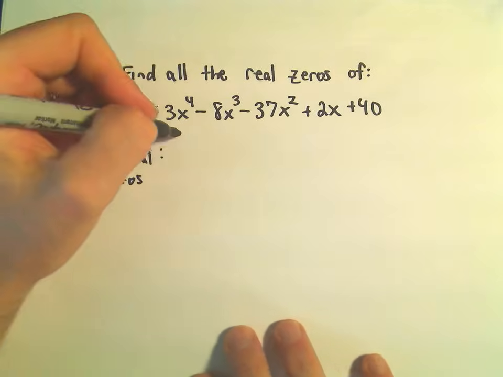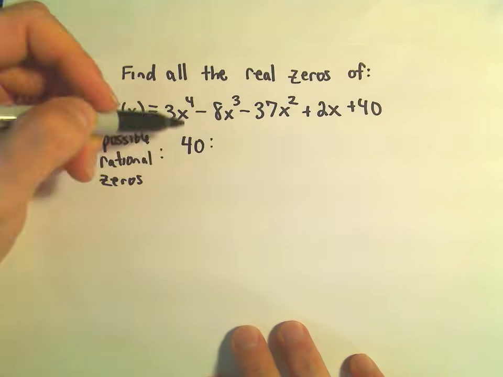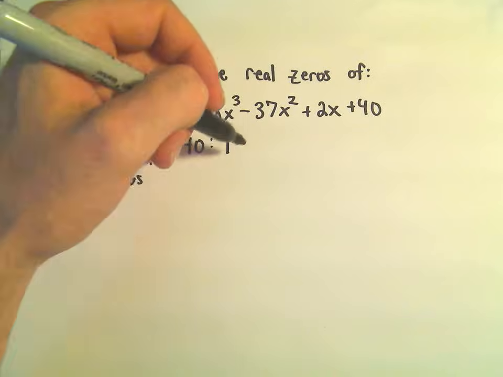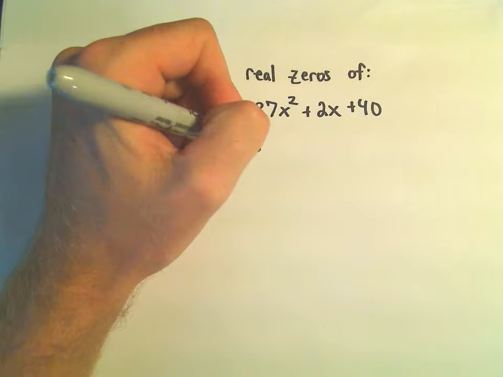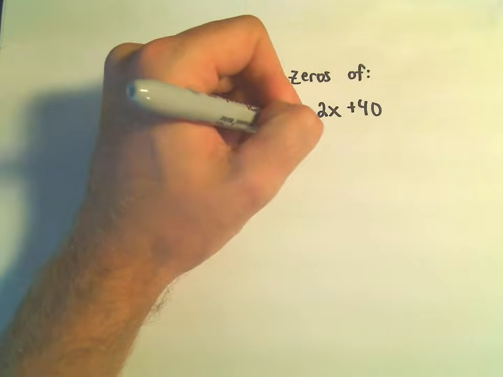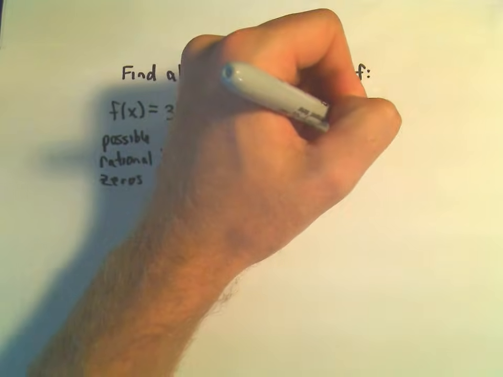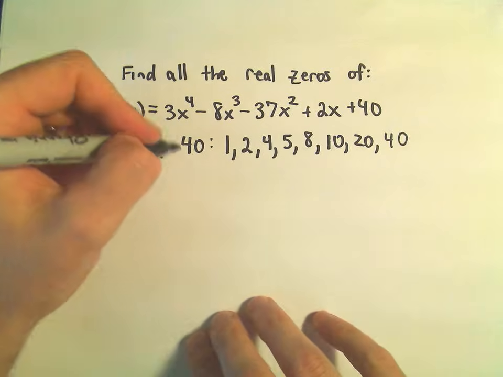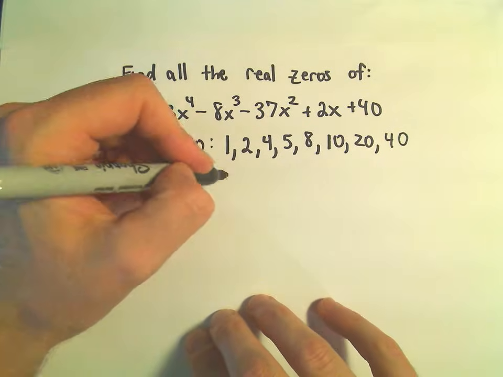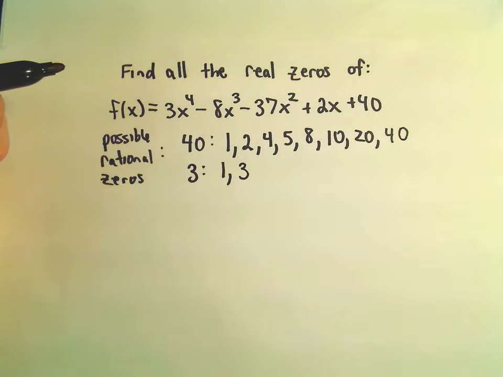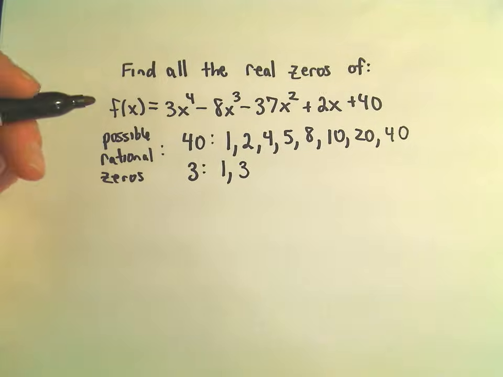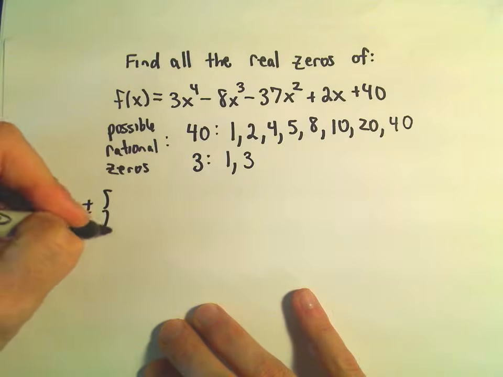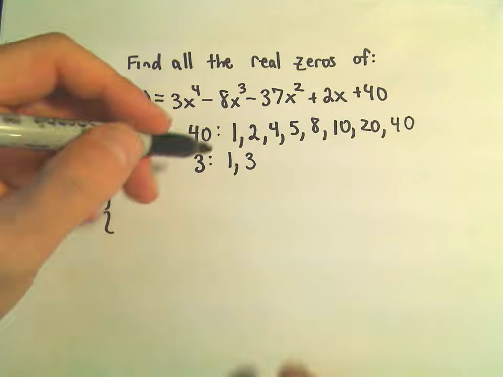To find the possible rational zeros, we look at all the factors of our constant, 40. 40's got quite a few factors: 1, 2, 4, 5, 8, 10, 20, and 40. Then we look at factors of the leading coefficient, which is 3. So the factors there would just be 1 and 3. And all the possible rational zeros can be positive or negative, so we get all the numbers that I'm about to write.